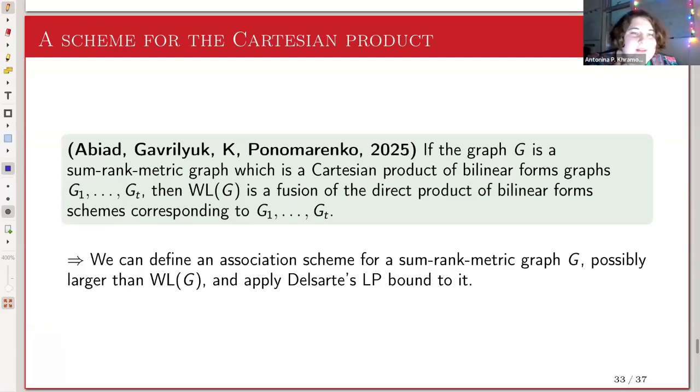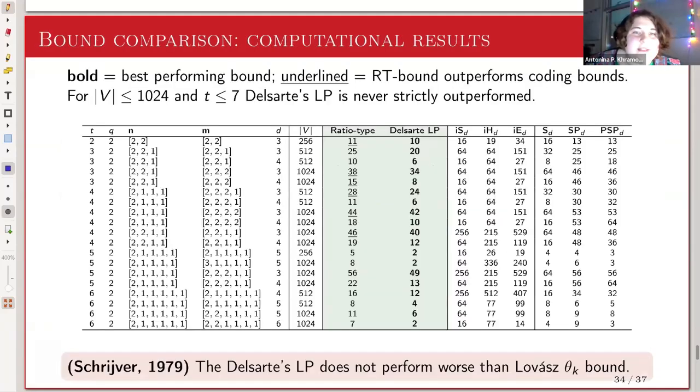So the coherent closure is a fusion of the direct product of bilinear form scheme that we introduced, which means that the scheme that we give is not necessarily the smallest one in terms of fusion, but you can use it to run the Delsarte LP bound on it and still get the result. And that's what we did in our computational part of the paper.